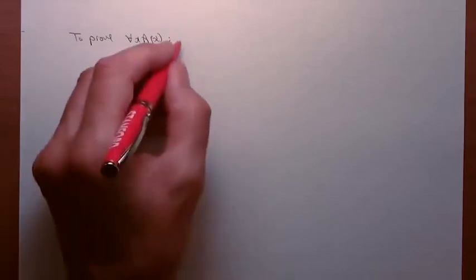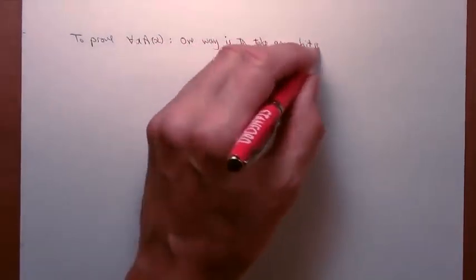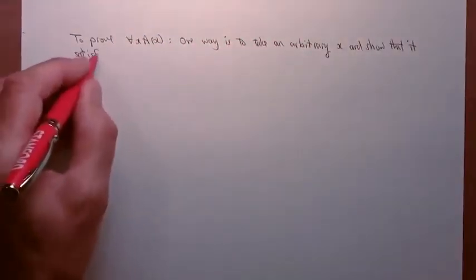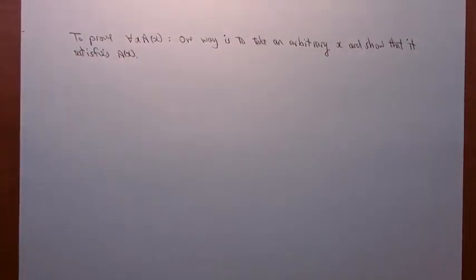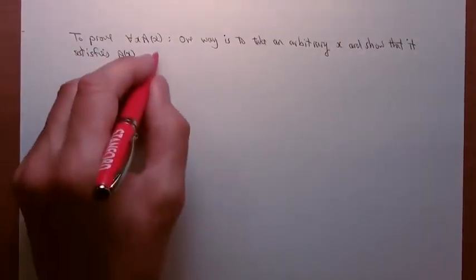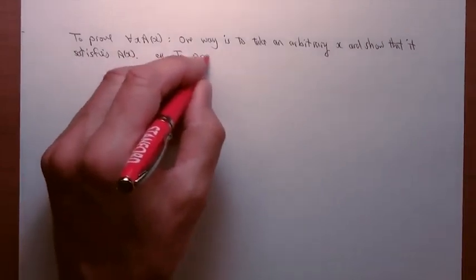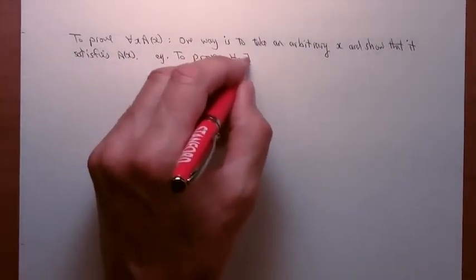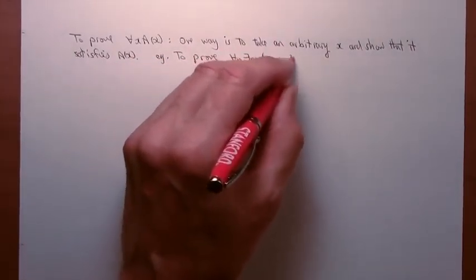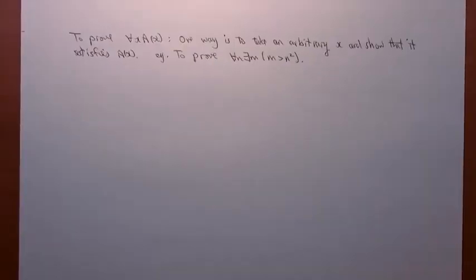Well, now let's take a look at how we might prove a statement involving a universal quantifier. Suppose we wanted to prove a statement for all x, A of x. One way is to take an arbitrary x and show that it satisfies A of x. For example, to prove that for all n there is an m bigger than n squared, where the variables m and n range over the natural numbers.